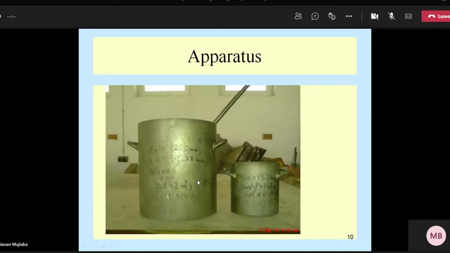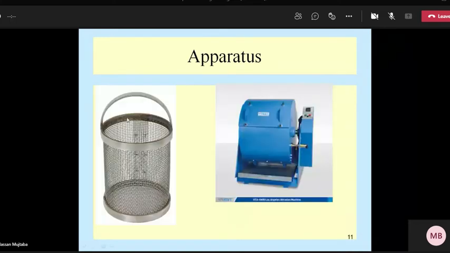This one is the wire mesh bucket. Placing aggregates inside it and weighing it in water, you get the aggregate weight in water. Normally for aggregates, three types of specific gravities are reported. One is bulk specific gravity. The second one is saturated surface dry. Now this is a new term for you.